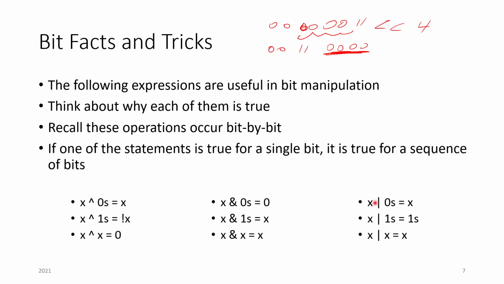But the OR gate here, if we have X and we OR it with zeros, we'll get X. If we have X and we OR it with 1s, we'll get only 1s. And if we OR X with itself, we'll get back X accordingly. And this is because of the operation of the OR gate. An OR gate operates such that once there is any 1 on the input, the output will be 1.